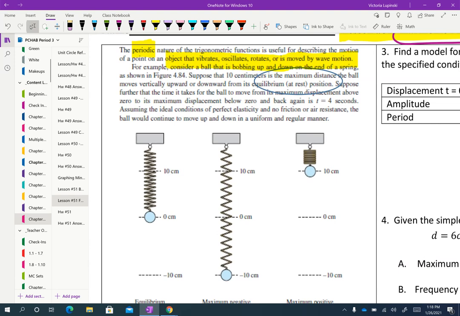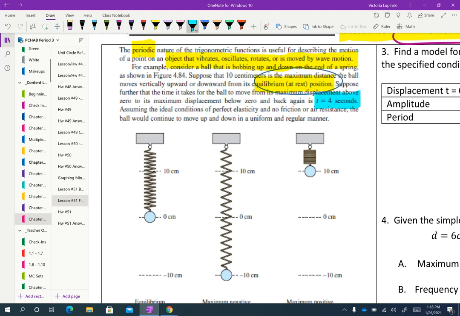So suppose that 10 centimeters is the maximum distance that the ball can move vertically or downward from its equilibrium, which is the position at rest. Where the problem is starting, whether it's starting at 0, 0 or some other value, is one of the most important factors in determining whether you're going to use a sine or a cosine. So again, a very important fact. They're telling you further that the time it takes for the ball to move from its maximum displacement above 0 to the maximum displacement below 0 is going to take a total of 4 seconds.